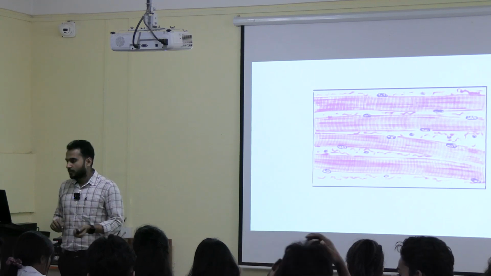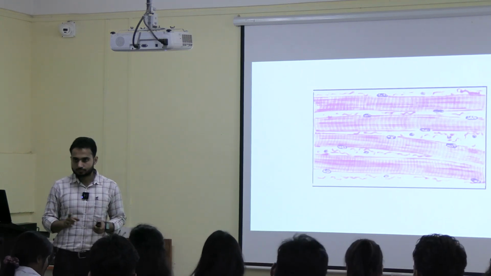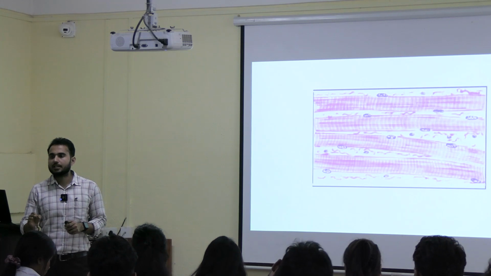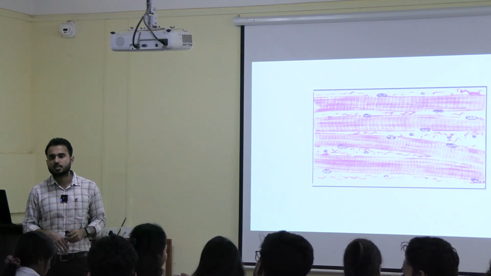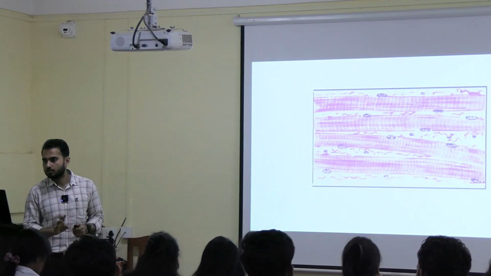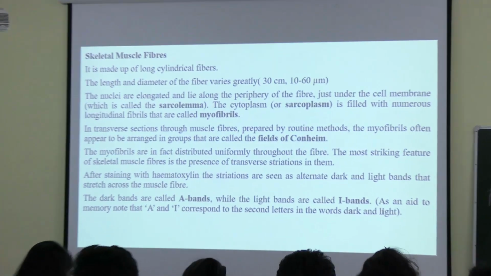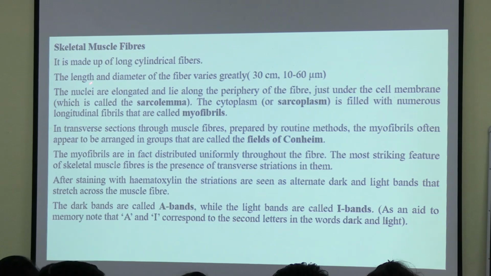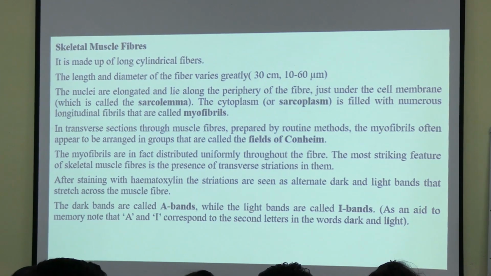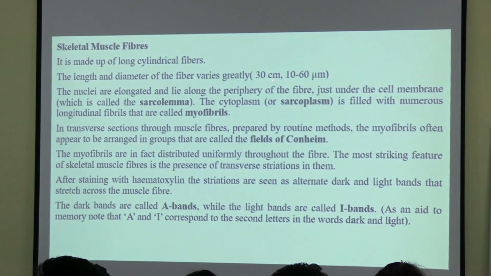Okay, now the most difficult part in the skeletal muscle is the striations. As you can see, it is made up of long cylindrical fibers, as you have already mentioned. The length and diameter of the fiber vary greatly. The length is approximately up to 30 centimeters, and the diameter is 10 to 60 micrometers.